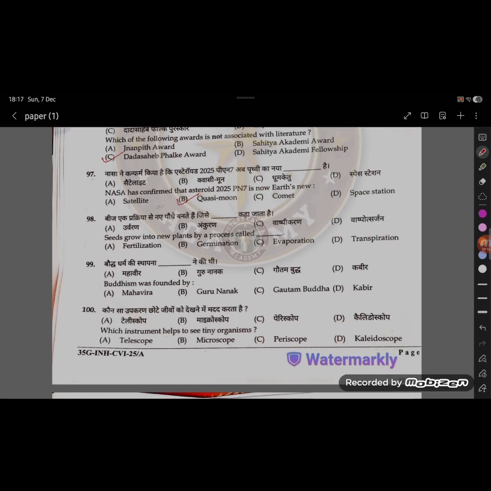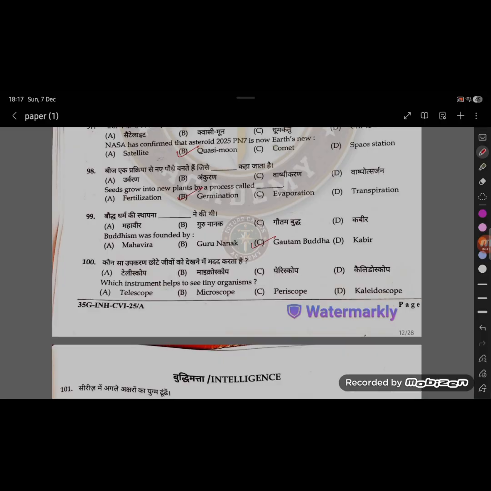Now, question number 98 asks about the process called when a seed grows into a plant. Again, a very easy question. Whenever a seed converts into a plant, we call it germination. Question number 99 is about Buddhism, which was founded by. Of course, the answer is quite obvious, Gautam Buddha. Question number 100. We are halfway through the paper, and it asks about which instrument helps to see tiny organisms. It is the microscope. We all know it helps us zoom in on objects and to see them more clearly.